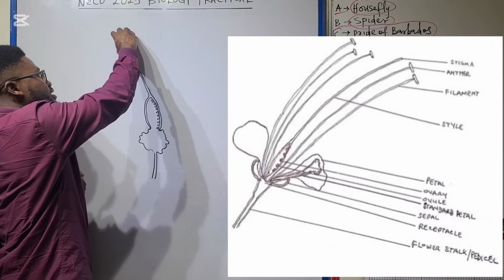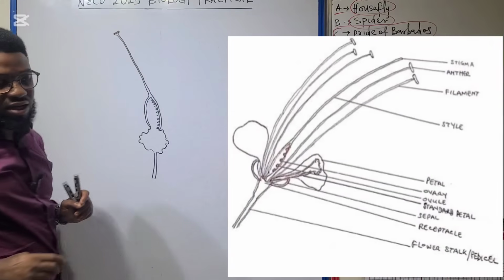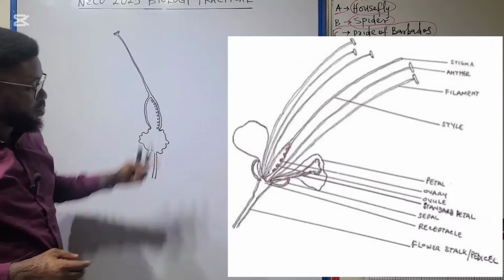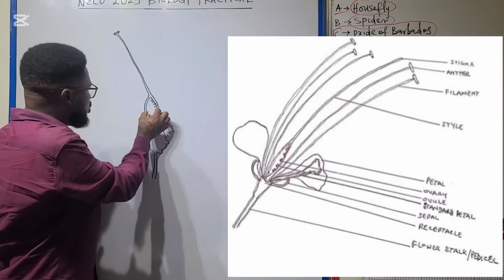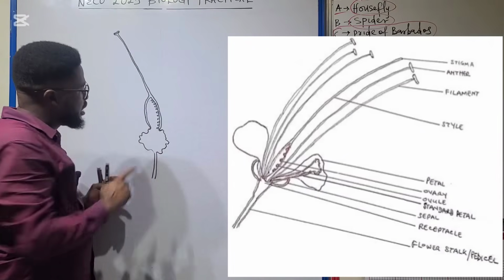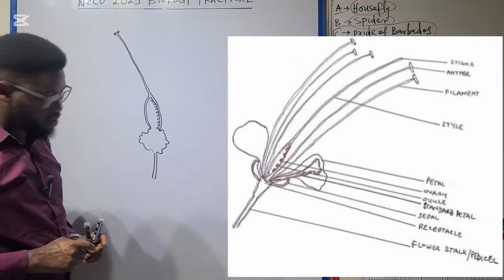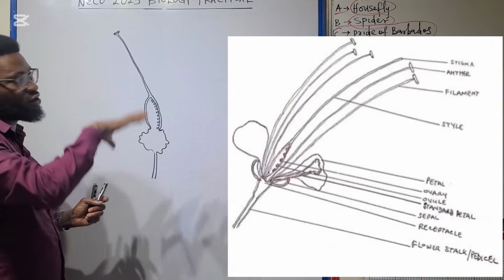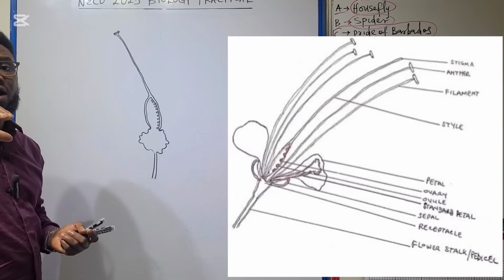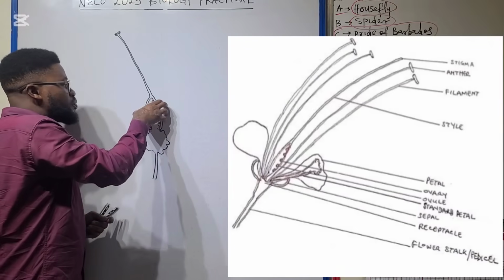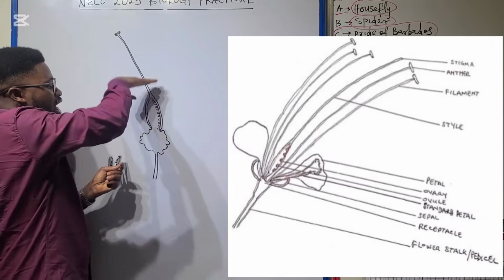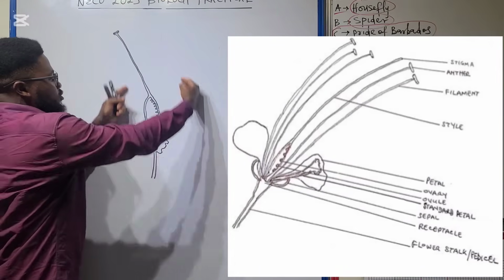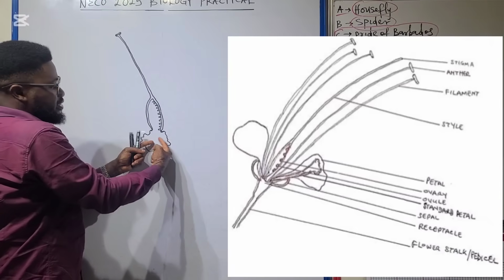This is going to be the stigma of the female part of the flower. This is going to be the ovary. This here will be the ovule. This will be the receptacle. Recall that the position of the ovary for the Pride of Barbados is a superior ovary, which means the position of the ovary must be above all the floral parts that are going to come from this side.